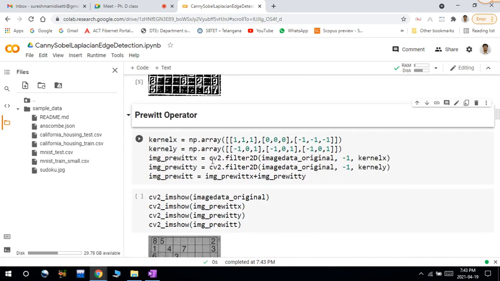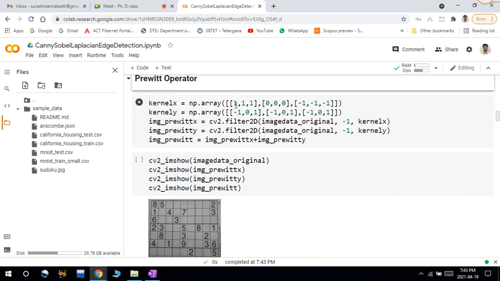And if I am using the Prewitt operator, what is the Prewitt operator? That is 1 0 minus 1, 1 0 minus 1 and 1 0 minus 1. This is your x direction. And in the y direction, that is minus 1 0 1, minus 1 0 1, minus 1 0 1. Whatever operator I am using, the same operator I place in the kernel x.